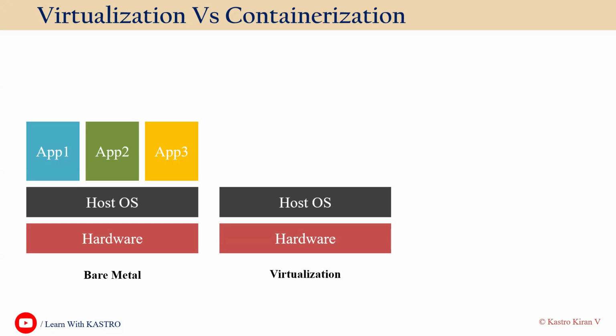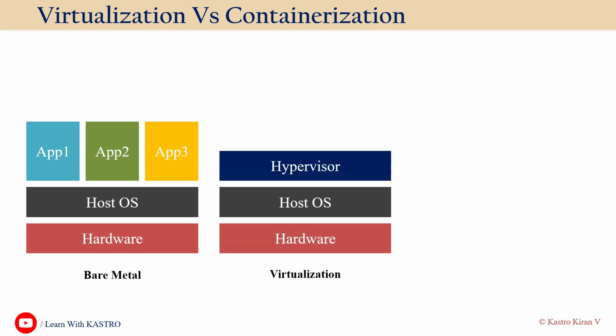Just like bare metal has the hardware and host operating system, virtualization will also have the hardware and host operating system. Now here in virtualization, we are not going to directly install our applications on the host operating system. Instead, we will have another layer, which is known as the hypervisor layer. Now, what is the use of this hypervisor layer? By using this hypervisor, we can create multiple EC2 instances, or multiple virtual machines or virtual servers. So that's the importance of the hypervisor.